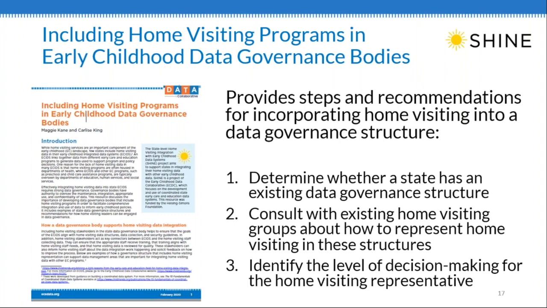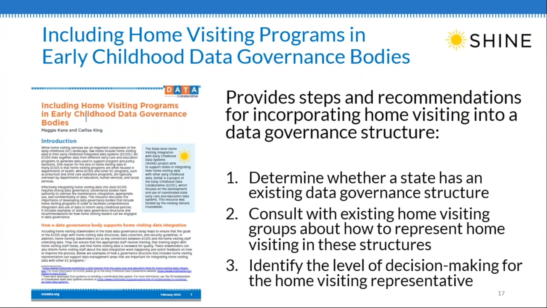So in thinking about who from home visiting would be represented in your data governance structure, the resource talks about how you should consult home visiting groups about how they would want to be represented. And part of this is determining whether there may be already existing committees or leadership within your state that are already working on coordinating home visiting data statewide. And then the third recommendation is to identify the level of decision making for your home visiting representative. As I mentioned before, typically an agency or a program contributing data are represented in the governance structure.